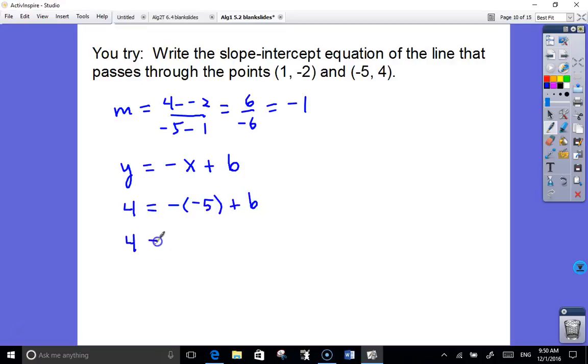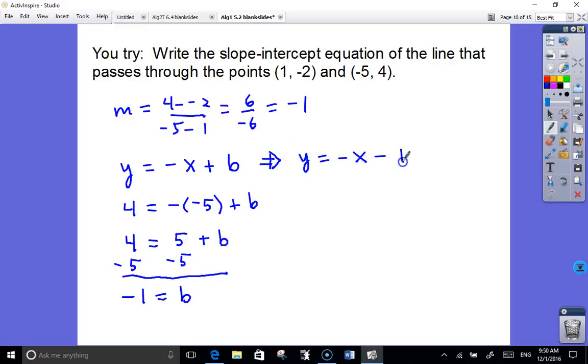So 4 equals 5 plus b. Subtract 5. Negative 1 equals b. So now I can update my equation. Now that I know both, y equals negative x minus 1.